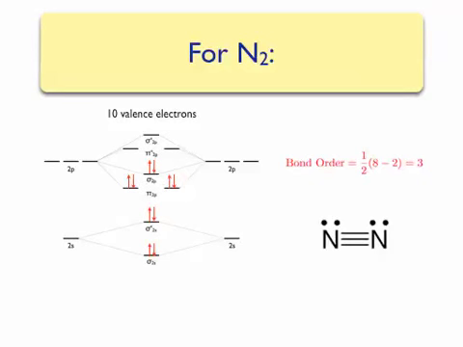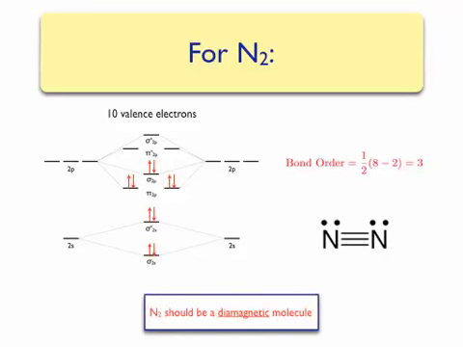If we look at the Lewis structure for nitrogen, we notice that there's a triple bond between the two atoms. This would correspond to a bond order of 3. There are 3 pairs of electrons approximately being shared between the two nitrogens. We also should note that all of the electrons are paired up, which would predict that nitrogen is a diamagnetic molecule. This means that the molecule will be slightly repelled by a magnetic field.